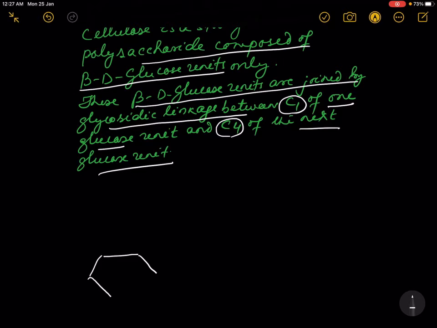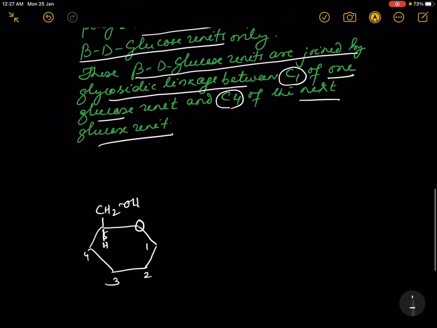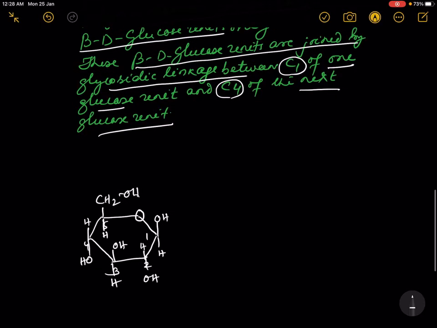You know, this is a hexagon. O is present at this position. This is number 1 carbon, 2, 3, 4, 5. and 5 is connected to CH2OH, and H is written at the bottom. Then fourth position contains H and OH at the bottom. Third position contains OH at the top and H at the bottom, and H is present over here and OH is at the bottom in second position. In first position, you see OH is present at the top and H is at the bottom. This is one unit.